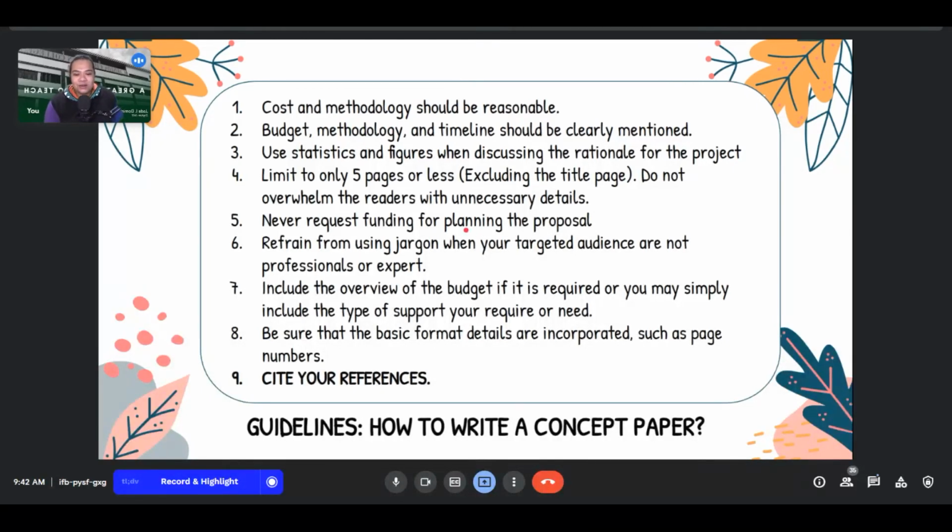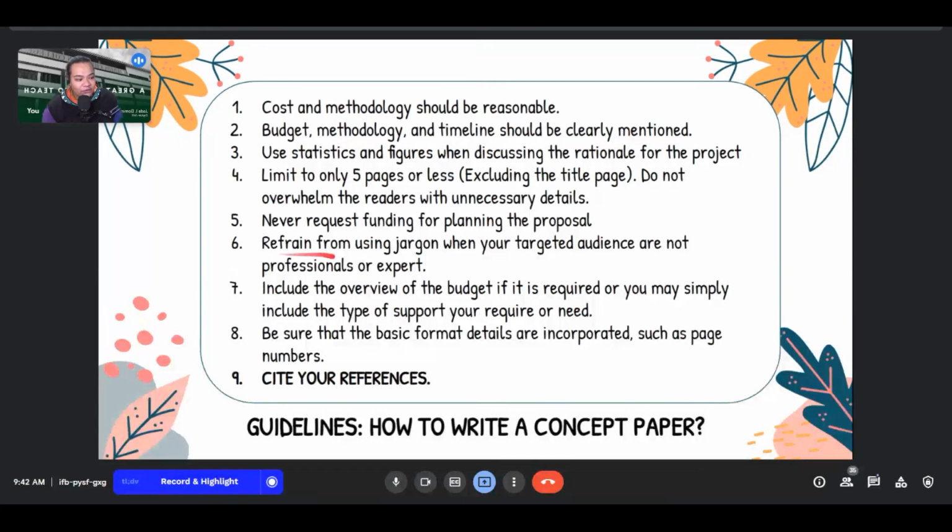Ganun din ang most of our funding agencies. Ganun din yung mga authorities like that. They won't give you money if you do not justify where the money is going to go. Kung wala pang plano.